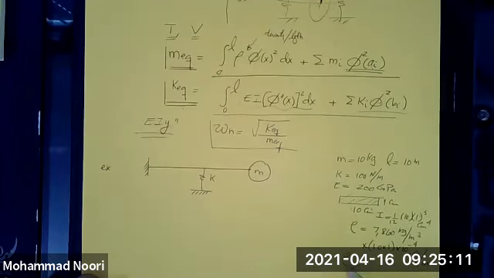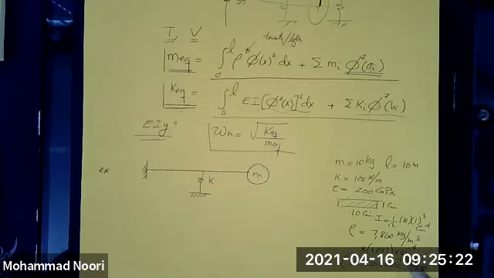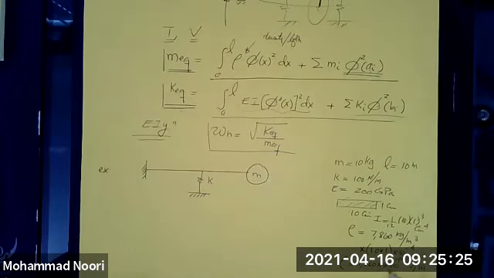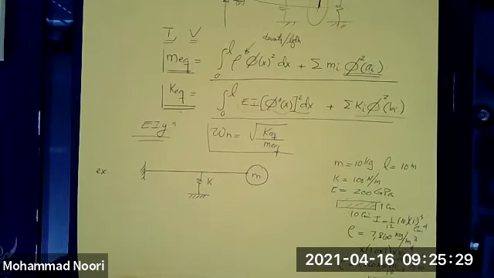So rho comes out to be 7,860 times 10 times 10 to the negative 4, or 10 to the negative 3 then. 10 to the negative 3. That's kilogram per meter.